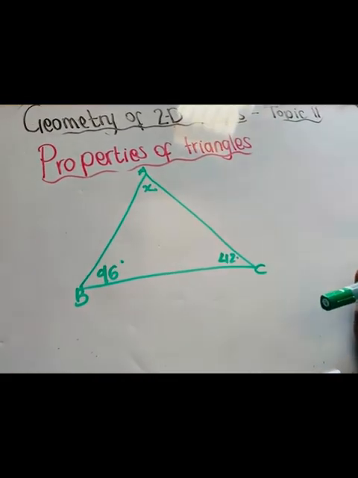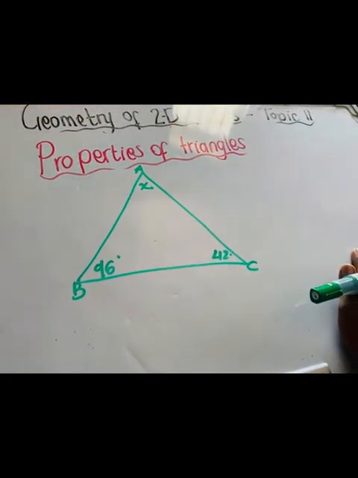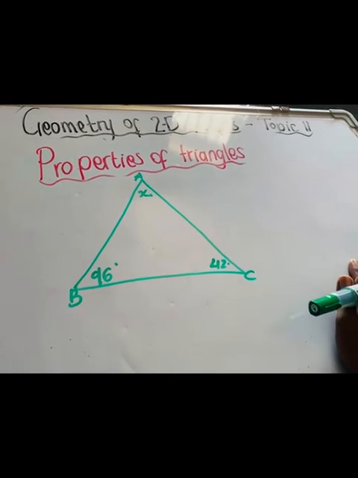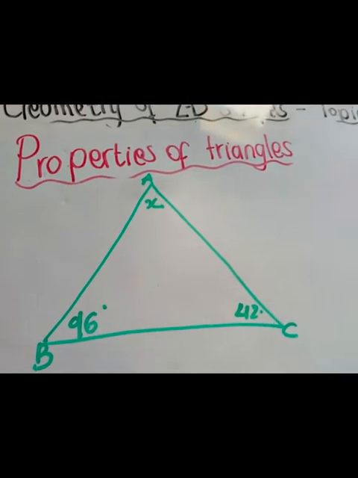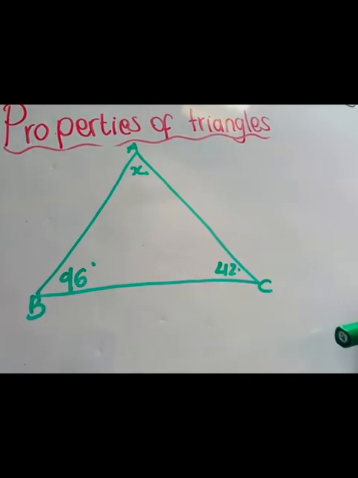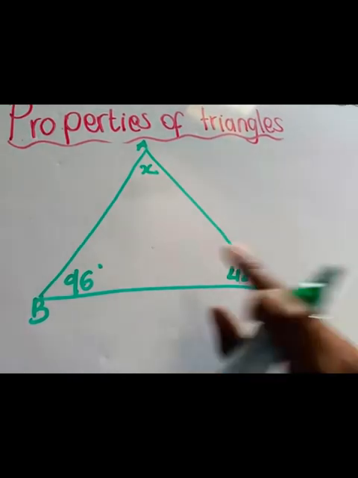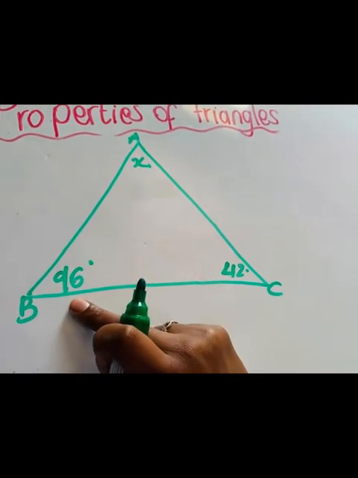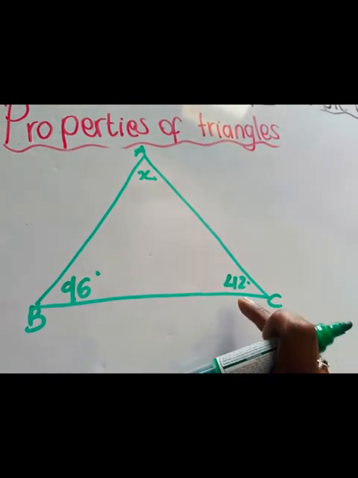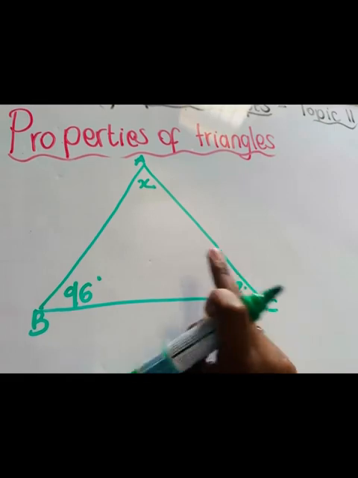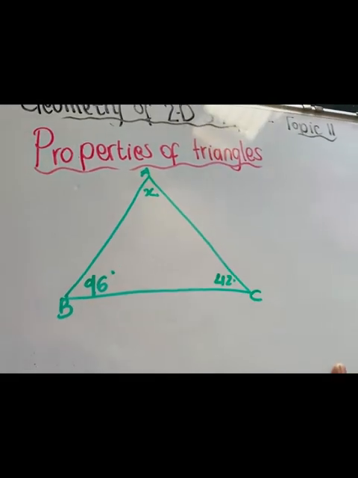Okay, let's do the first example. So here we have triangle ABC, and we are asked to calculate the value of the unknown, meaning we want the value of X because X is unknown. We do not know what is in the place of X, but we do know that at angle B we have 96, at angle C we have 42. So we have to calculate the value of the unknown.